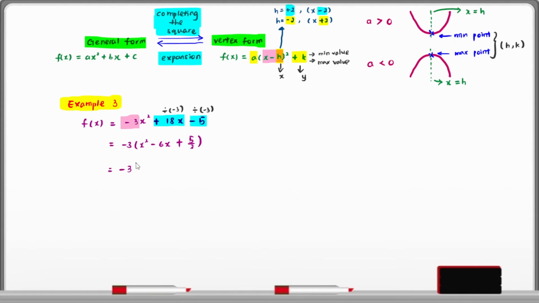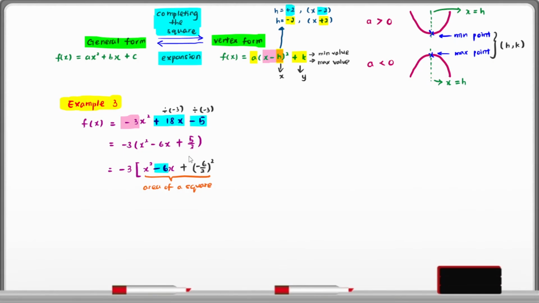Next, to complete the square, we're just going to copy the part ax squared plus bx. Then we're going to add in a number here, so that this part will become the area of the square. So here the b is negative 6. So we're going to take the negative 6 and divide it by 2. Then we're going to square it. And remember, this part here now becomes the area of a square.